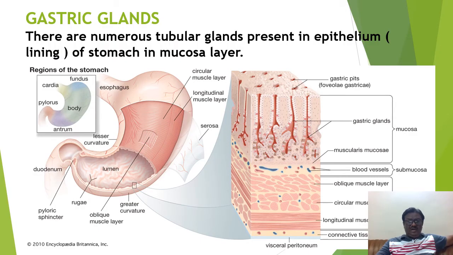Now this is the structure of the gastric gland. You can see here, this is the fundic portion, this is the cardiac portion, this is the body and this is the pyloric portion. Now this is the wall of the gastric gland, and here you can see the lumen, which has ridges. This is the wall of the gastric gland.